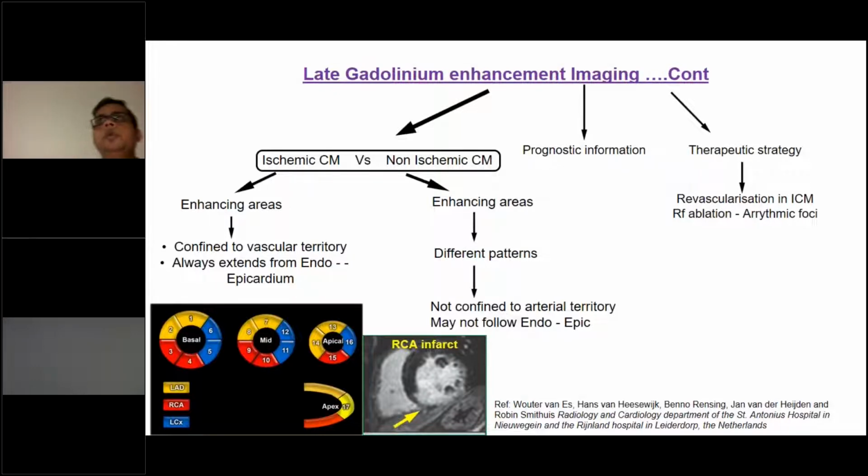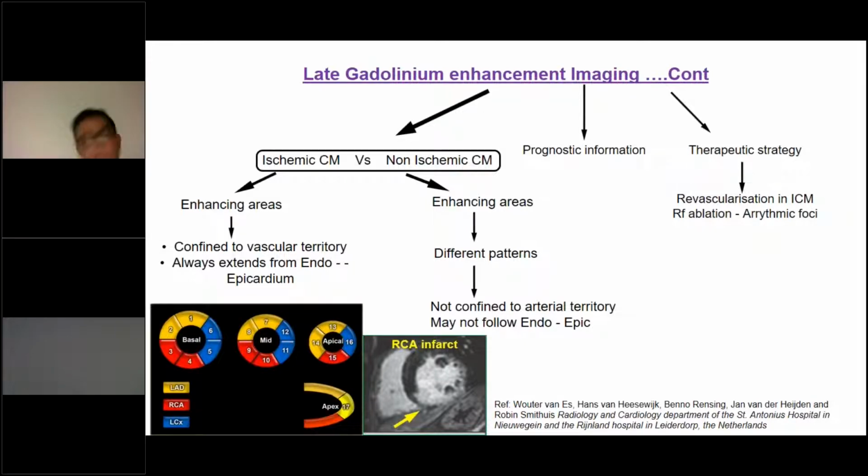They usually, or many of the time, involve multiple arterial territories, which is not seen in cases of ischemic cardiomyopathy. And they may not follow the typical endo to epicardial distribution, which is seen in cases of ischemic cardiomyopathy. It can also help in providing important prognostic information. For example, in non-ischemic cardiomyopathy, if you see a late gadolinium enhancement, it generally suggests a poor prognosis.